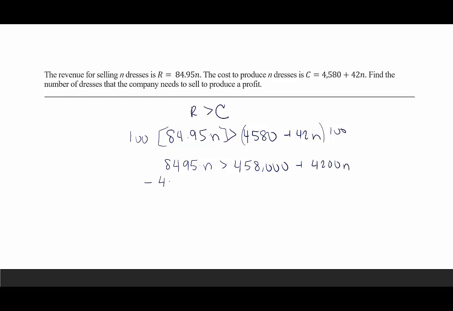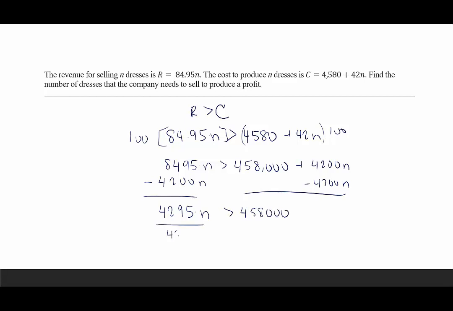Now we want to get the 2 terms with n on one side, so I'm going to subtract 4,200 times n. When I do that subtraction, I get 4,295 times n is greater than 4,580,000. Now we want to divide both sides by 4,295. We're dividing by something positive, so that's totally acceptable here. When we divide, we end up with n is greater than 106.64.